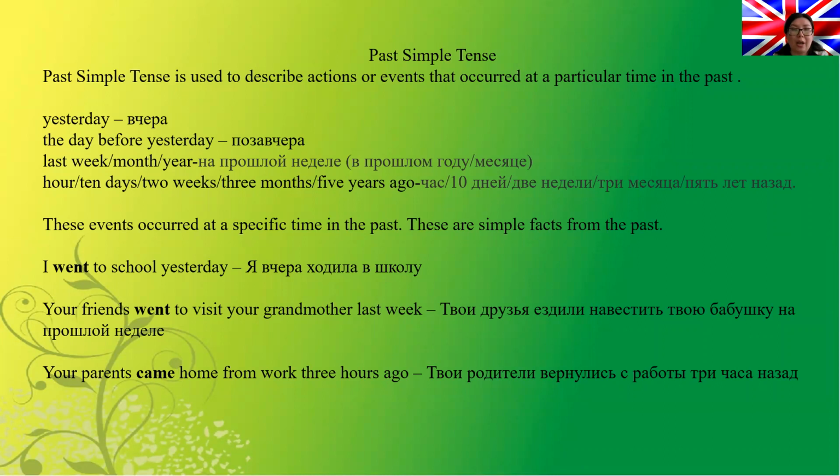Yesterday, вчера. The day before yesterday, позавчера. Last week, month, year, на прошлой неделе, в прошлом году, месяце. Hour, 10 days, 2 weeks, 3 months, 5 years ago. Час, 10 дней, 2 недели, 3 месяца, 5 лет назад.